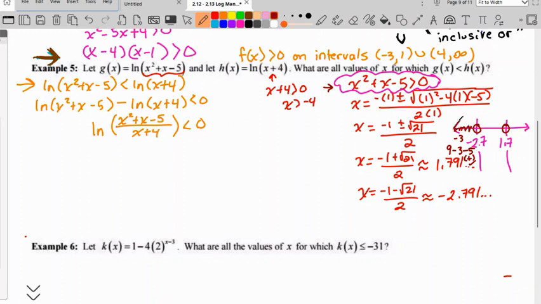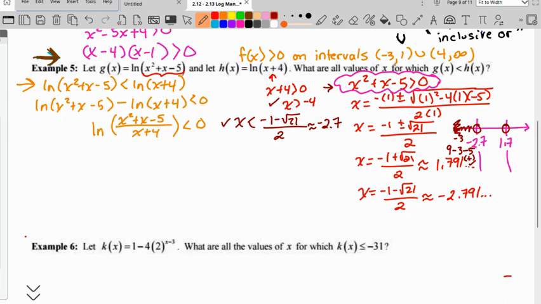So we can do numbers in that section. Okay, and so that gives us a domain restriction that x can be less than negative 1 minus the square root of 21 over 2. So that's that restriction. So x has to be greater than negative 4, and x has to be less than negative 1 minus the square root of 21 over 2, which I'll go ahead and put the decimal approximation here too. That's less than negative 2.7.